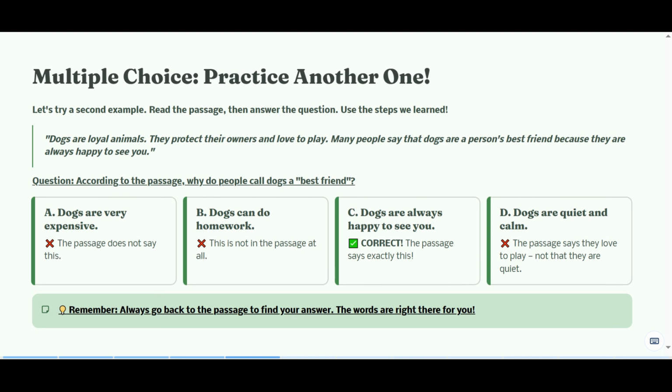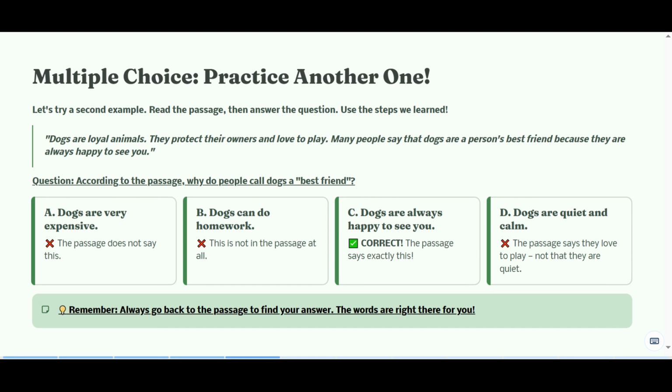Multiple choice practice. Here's another one. Let's try a second example. Read the passage, then answer the question. Use the steps we learned. Dogs are loyal animals. They protect their owners and love to play. Many people say that dogs are a person's best friend because they are always happy to see you. Here's the question. According to the passage, why do people call dogs a best friend?